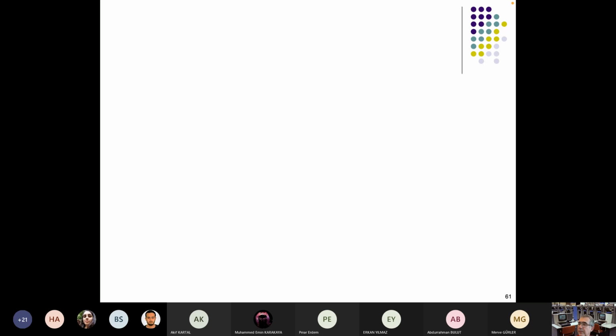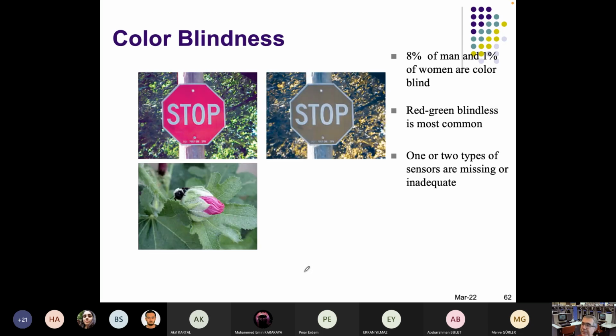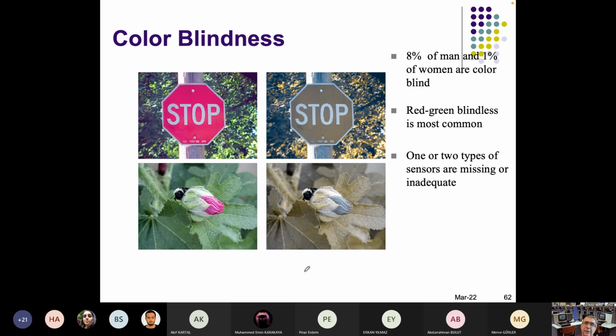Last week we were focusing on color blindness. Let's continue from that point. Thinking of color, a significant portion of people in the population are colorblind. It is 8% of the men and 1% of the women.